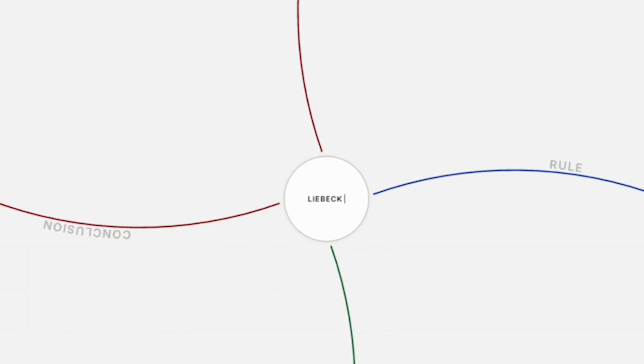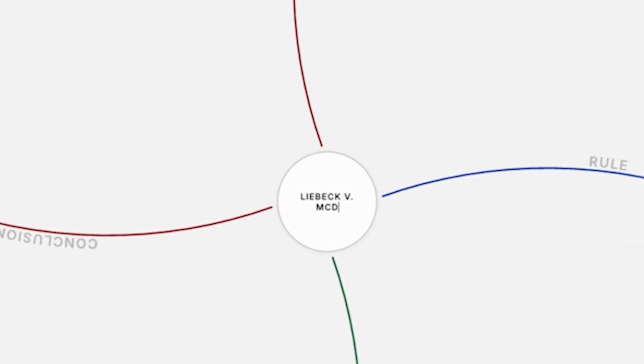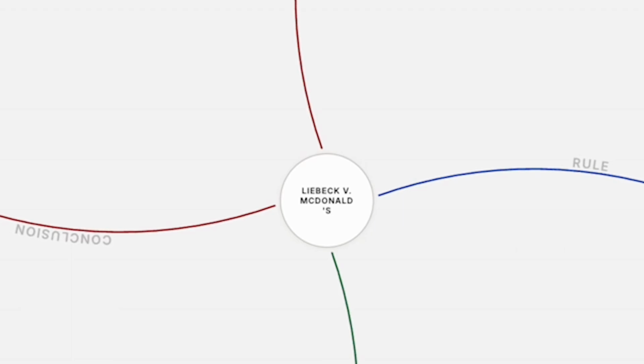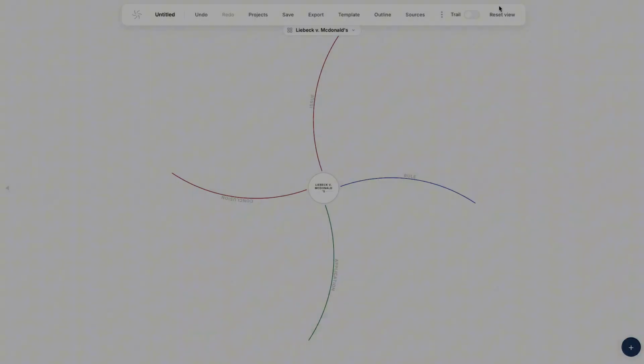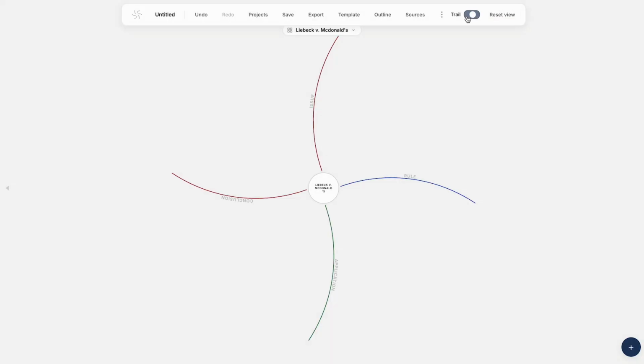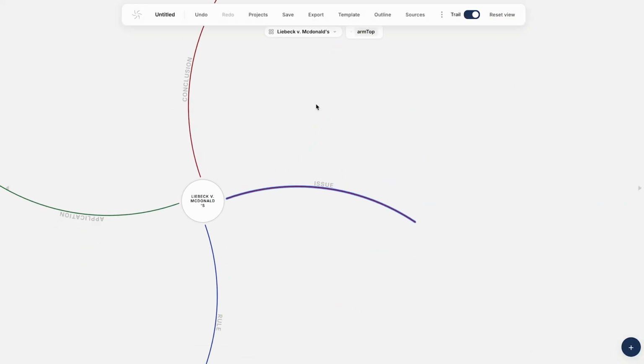You might know this as the hot coffee case. Everyone thinks this lady was just being ridiculous for suing McDonald's after she spilled hot coffee on herself, but the actual facts are pretty brutal. Let's break it down. Start with your issue. This is the legal question the court has to answer.